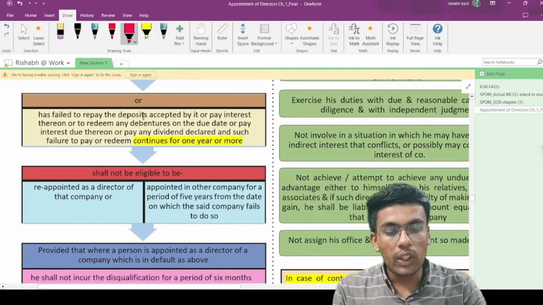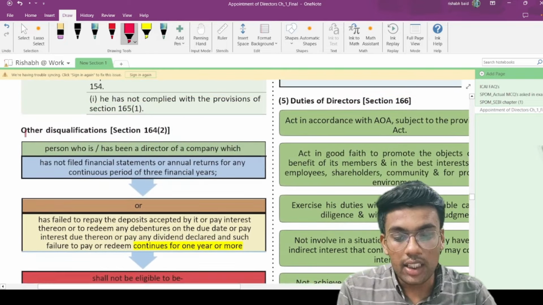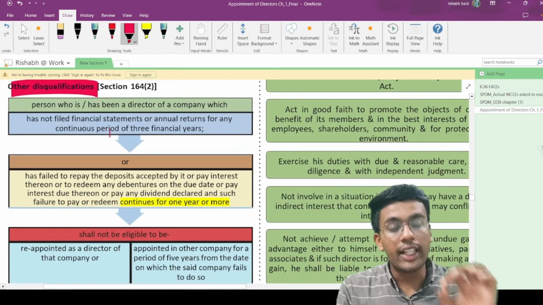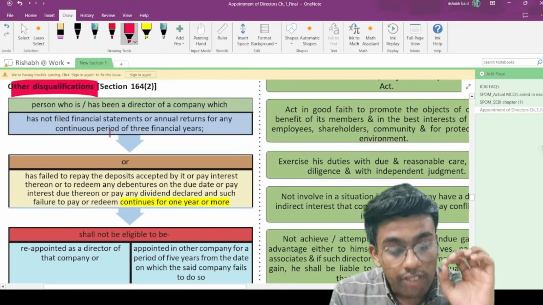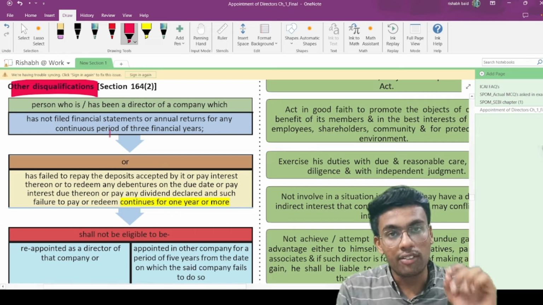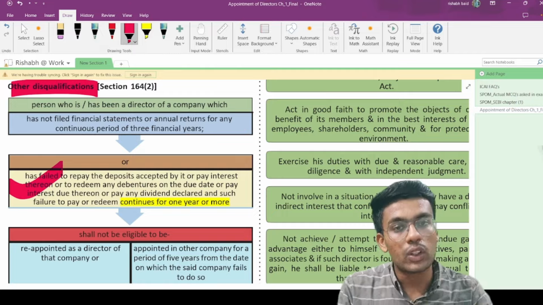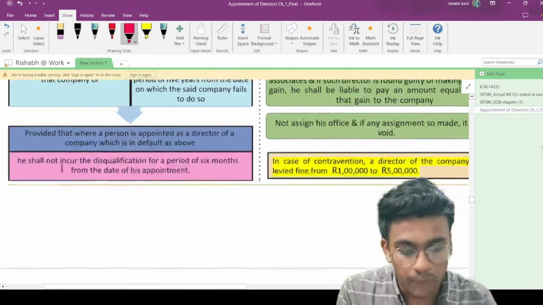Okay, if he fails to repay the deposit or pay the interest, that is another disqualification. A person shall not be appointed as a director if he fails to repay the amount of dividend which has been declared in another company for a period of 1 year or more. Kindly read through this limit also. This is also very important from the exam point of view.